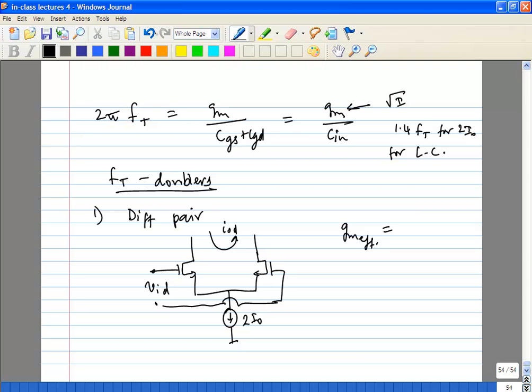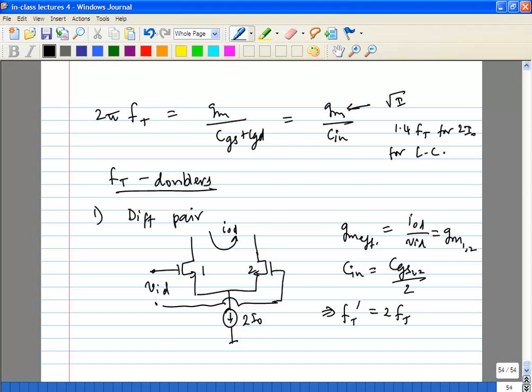What is your effective GM? It so happens it is the same as the GM of each of the diff pair devices. What is Cn? Because you have the two CGSs in series. Okay, so effectively you have doubled your FT of the overall pair.